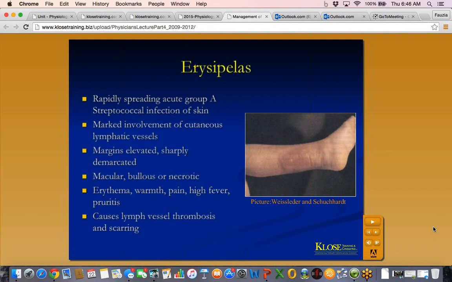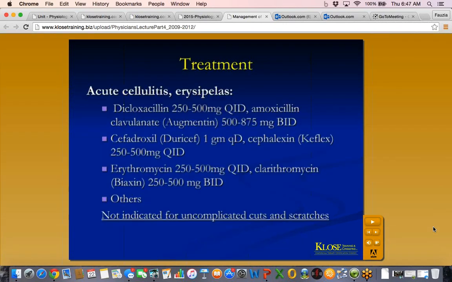Erysipelas is also a group A streptococcal infection. You'll see marked involvement of cutaneous lymphatic vessels, with clear, sharp edges of the infection. They'll still show that they're warm and painful. They might have a fever. This might cause lymphatic thrombosis and scarring.